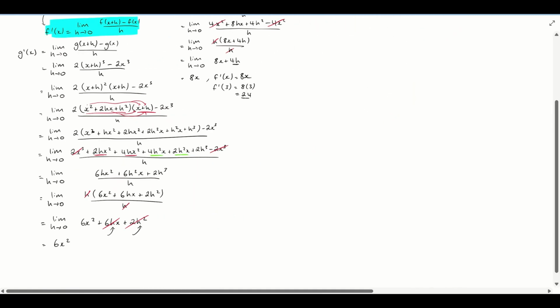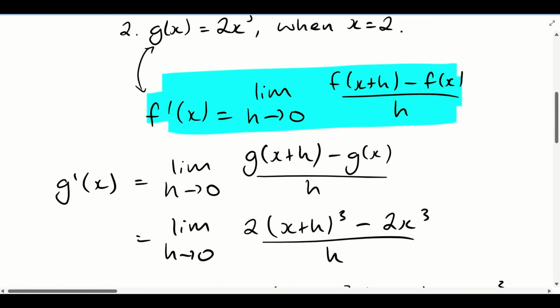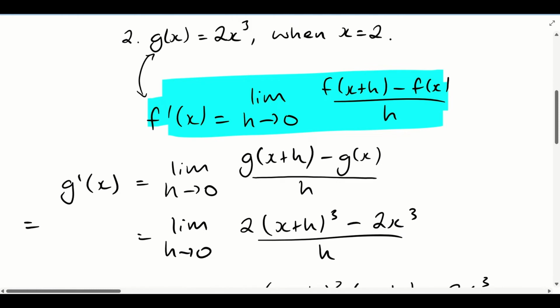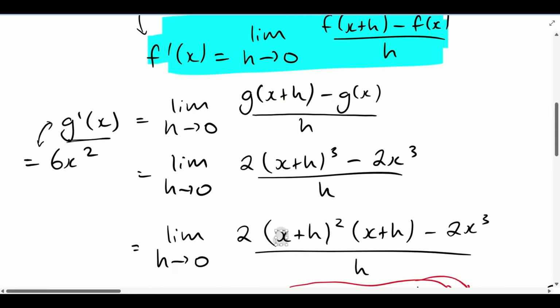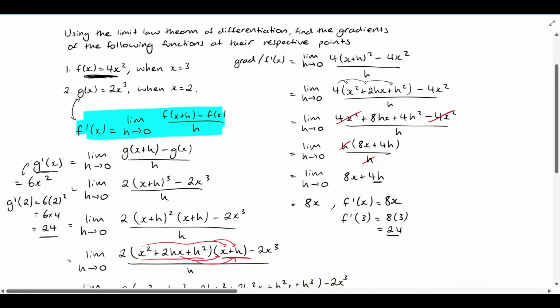So we know now that if g of x is 2x cubed, then the derivative is 6x squared. Okay, so we got those terms there. Now, what is the gradient going to be when x is equal to 2? Well, we take our derivative here, and we say that the derivative when x is equal to 2 is 6 lots of 2 squared, which is 6 times 4, which is 24. So your gradient is going to be 24. The same as the other question. It's funny how that worked out.